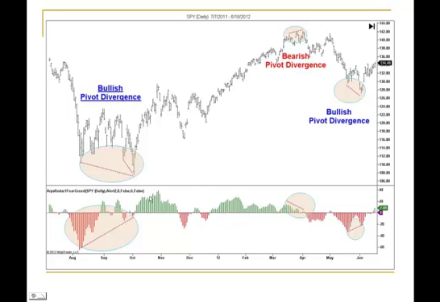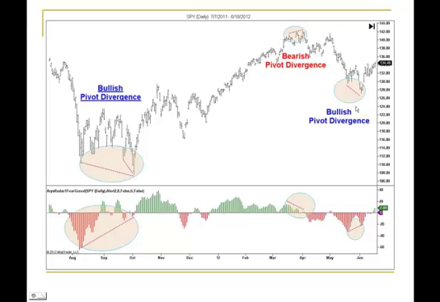Here's a few more examples of bullish pivot divergences. This is off of the Spider ETF from last fall. You can see again the oscillator here making higher lows while the price is making lower lows. This is a bullish pivot divergence. Again, signifies an impending change in direction to the upside. Here's another bearish pivot divergence. Looks similar to the last one we looked at. Higher highs in the price, lower highs in the oscillator, and the price changed to the downside.